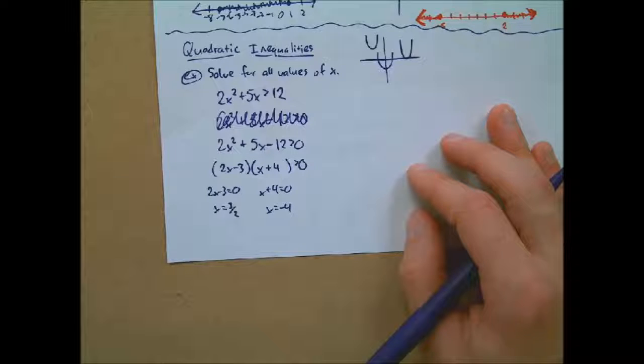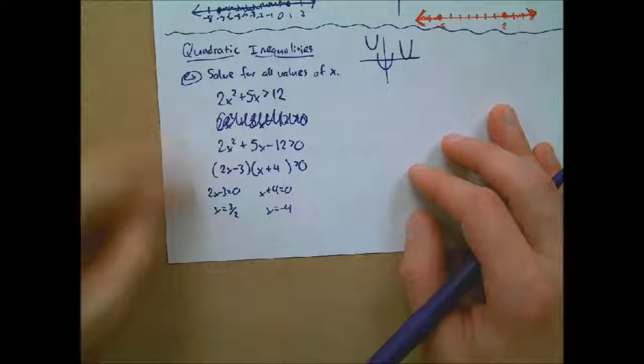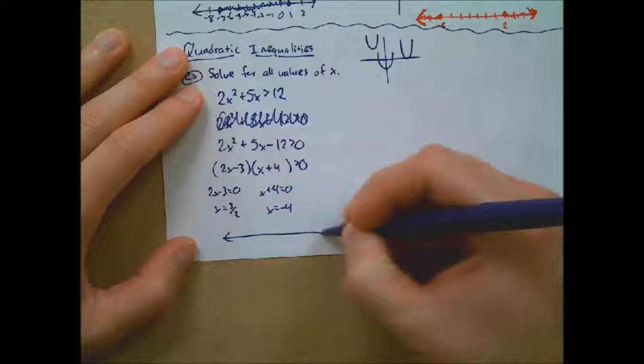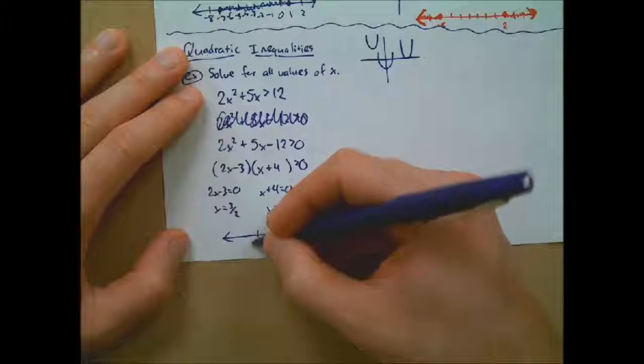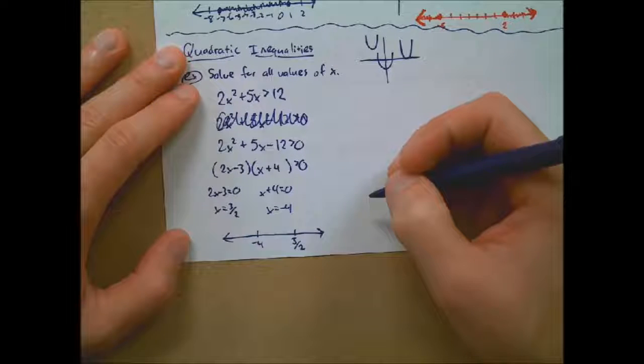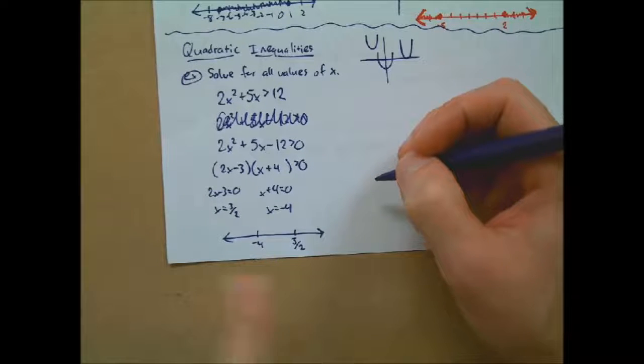And so again, because we know our parabola is one of those positive parabolas, with a positive a value, and we have these 2 zeros, if I wanted to do a quick sketch of just our answers on a number line, for the x values that would work here. Well, first of all, are we going to include the -4 and the 3 halves? No. Why not?